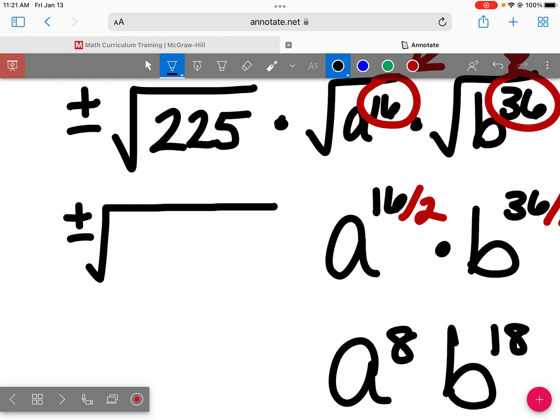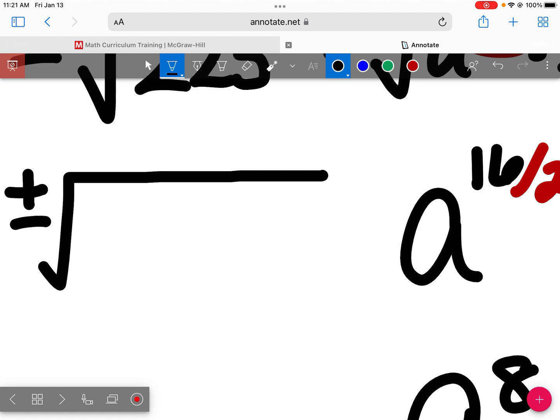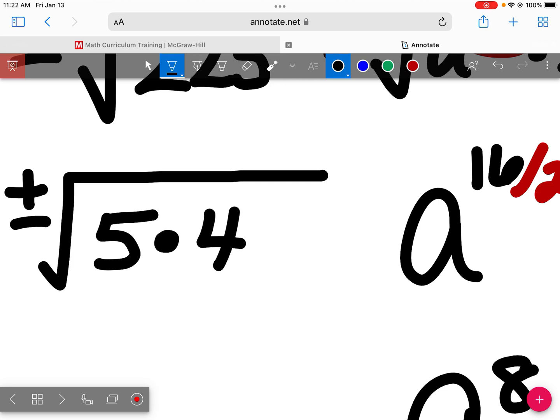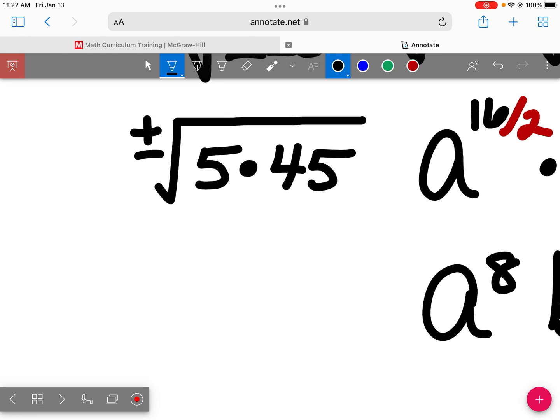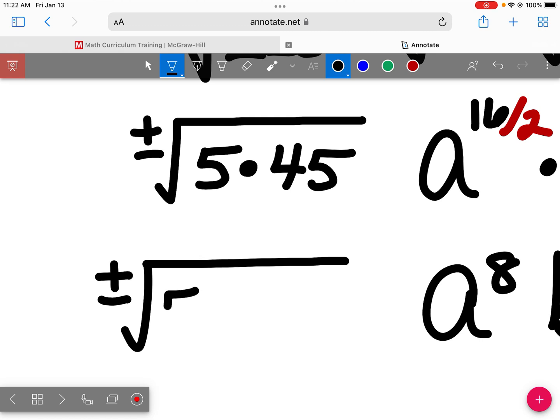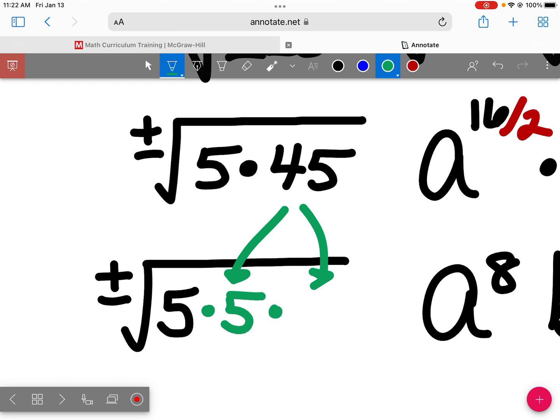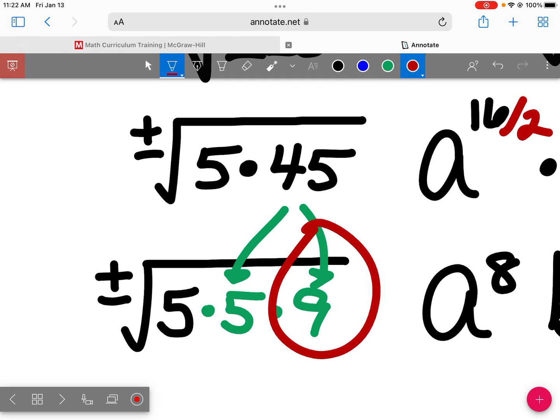If you don't know that, then we're going to look at, is it even or odd? If it's odd, can 5 go into it? In this case, 5 can go into it. What is 225 divided by 5, just out of curiosity? 45. So 5 times 45. What can go into 45? 5 can go into 45. 45 is 5 times what? 5 times 9. I like that because I know that 9 is a perfect square.